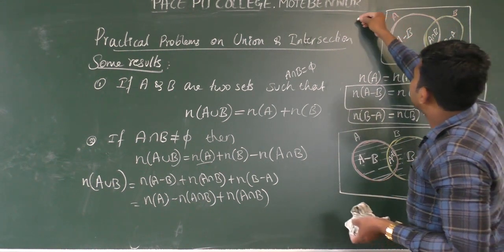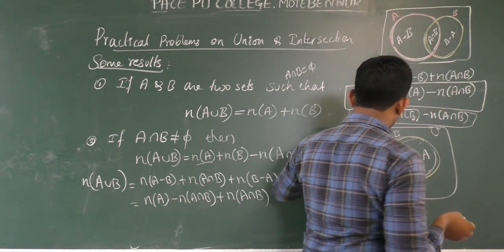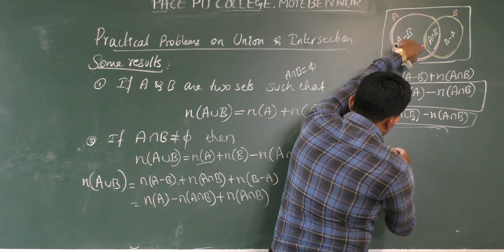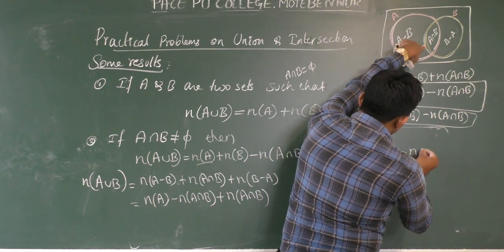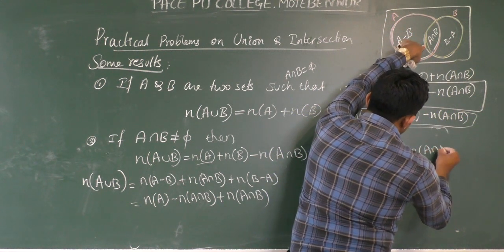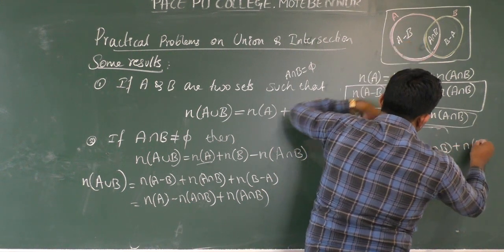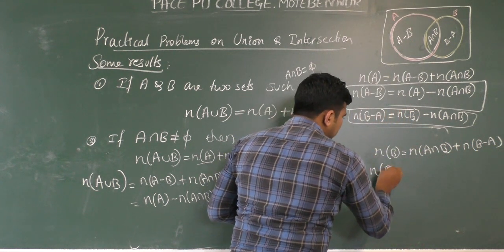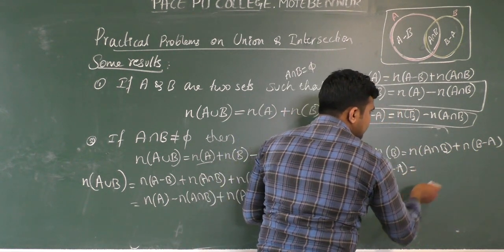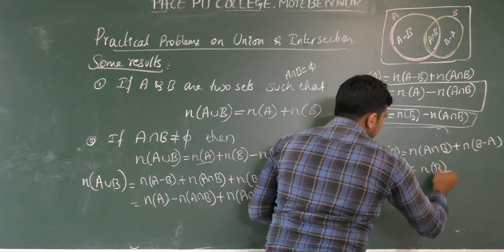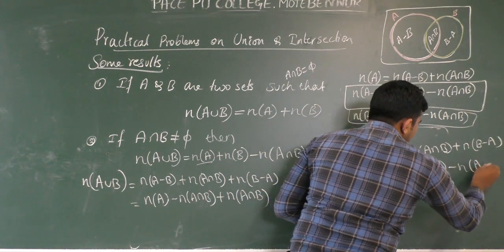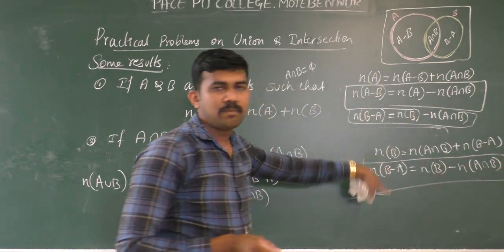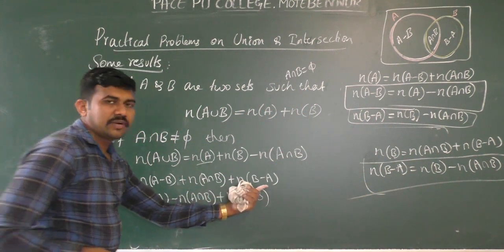See, number of element of B, if you correct it, is nothing but number of element of A intersection B plus number of element of B minus A. Or by that I can write number of element of B minus A is the same as number of element of B minus number of element of A intersection B. So here you got two very important formulas, and we will substitute them now here.